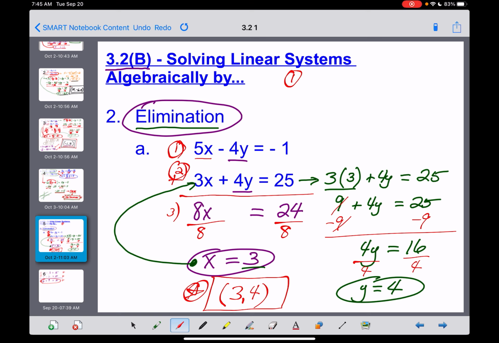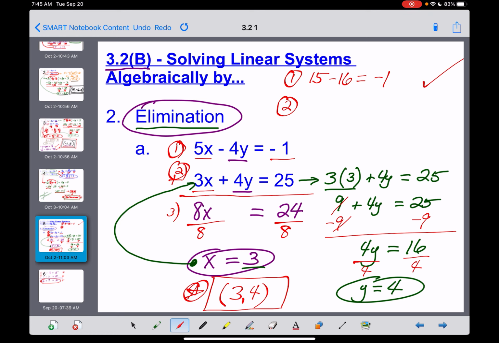5 times 3 is going to get me 15, and then minus 4 times 4, that's minus 16, and that should equal this value right here of negative 1. So look at that statement in red. Does 15 minus 16 equal negative 1? Check. Yes, it does. But we also have to satisfy equation number 2, so let's try that one.